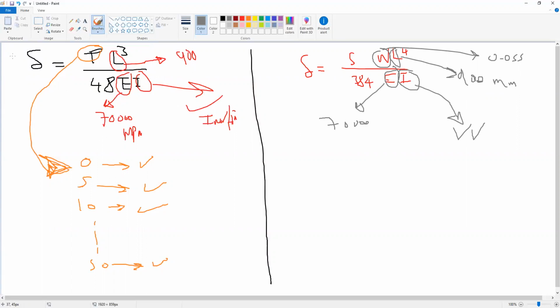So you can fill the table using these two formulas. The first formula, delta equal to PL to the power 3 divided by 48 EI, and the second formula for uniform load, 5 WL to the power 4 divided by 384 EI. Okay? And you will repeat this calculation for the remaining sections. Okay? Do you have any questions regarding this?